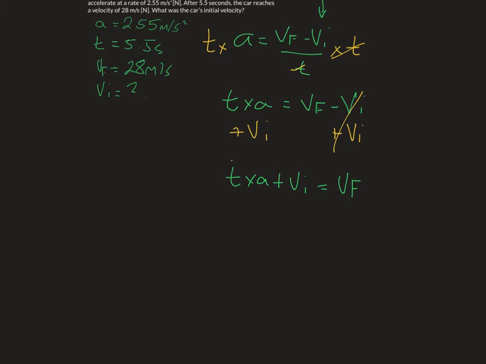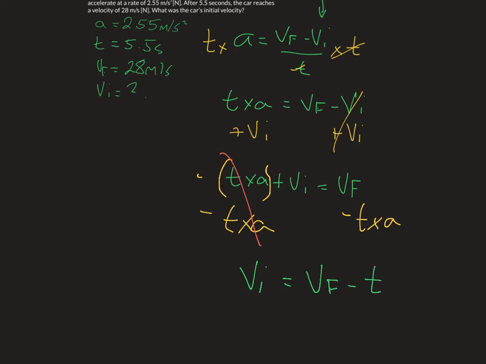So what I'm going to do is take this T times A and subtract it from this side, and I'm also going to subtract it from this side. When I do that rearrangement, this T times A cancels out on this side, and what I'm going to get is VI is equal to VF minus T times A. All right, this is now the formula that we want to use to solve this question.